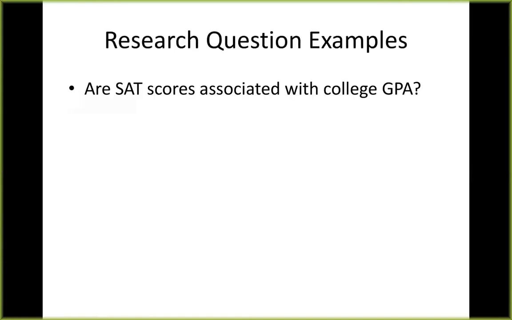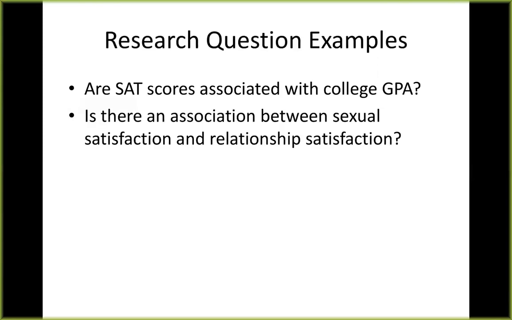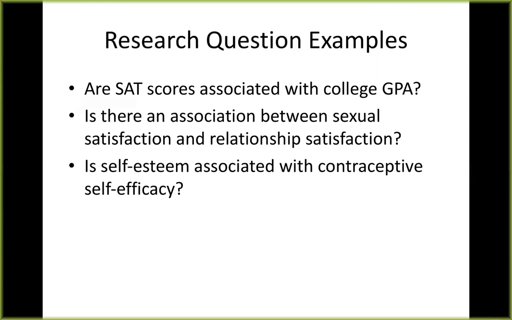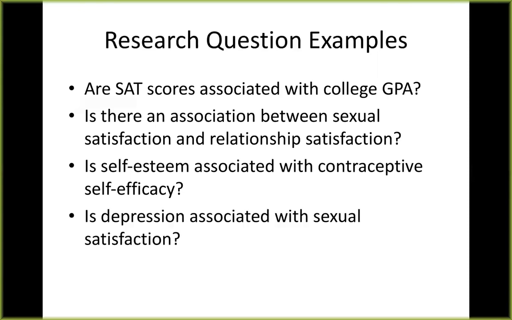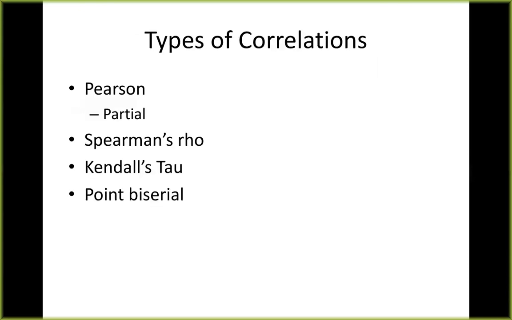So we ask lots of research questions with correlations. Are SAT scores associated with college GPA? Is there an association between sexual satisfaction and relationship satisfaction? Is self-esteem associated with contraceptive self-efficacy? Is depression associated with sexual satisfaction? Tons of questions like this. And we'll talk mostly in this lecture about Pearson's product moment correlations, but there are a few other kinds of correlations that I'll go through a little bit towards the end of tonight. But once you understand the basics of the Pearson's product moment correlation, you'll be able to apply that to all the other kinds of correlations.